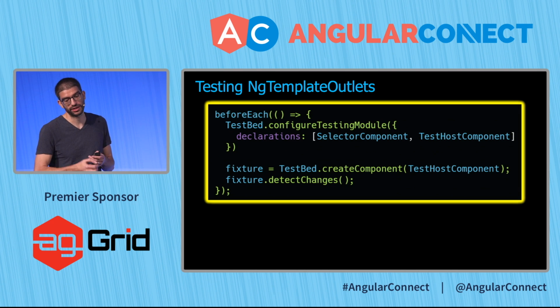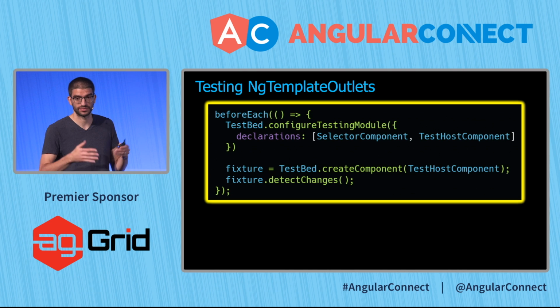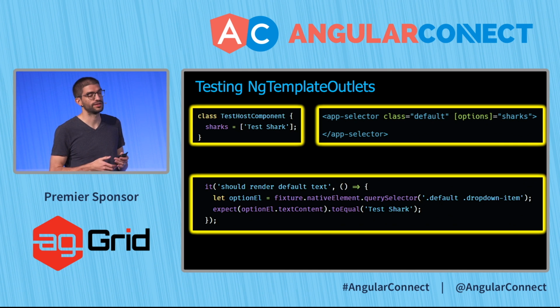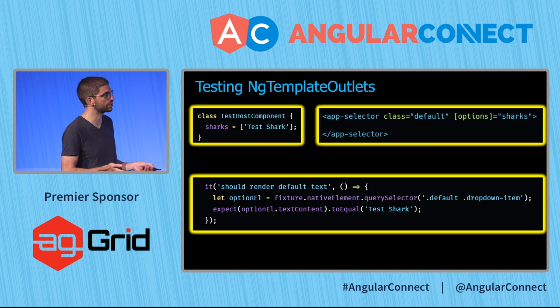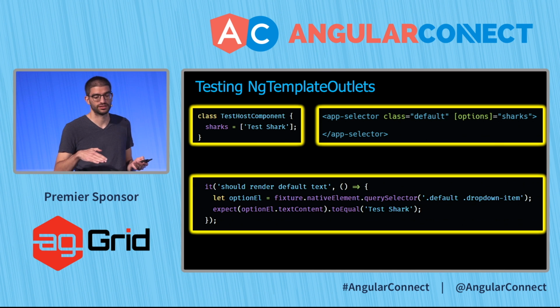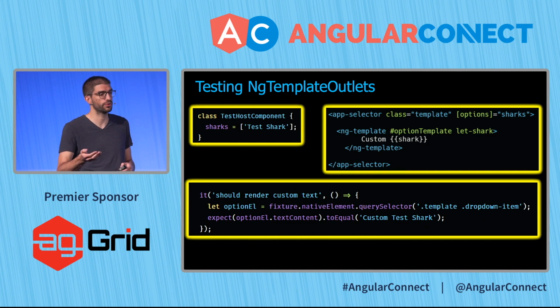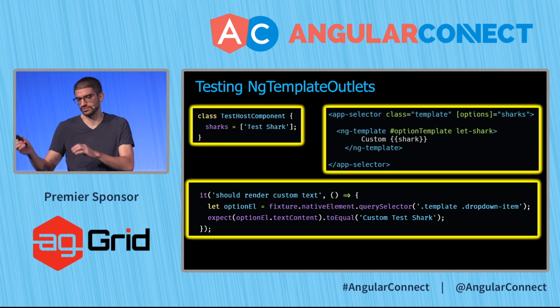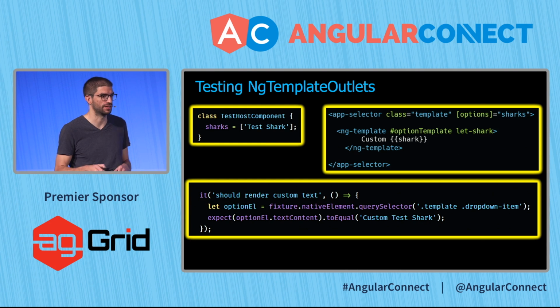So we will create our select component and our test host, set that up, and then we'll pass in this list of sharks. So here we're saying test shark, and notice we haven't provided a custom template, and then we're checking for that string test shark. So we can be confident in this case that the default template has been used. And then for the custom case, we can pass in our option template with our custom double bracket shark, and then test for the string custom test shark. And so we've tested that our template has been picked up, and it's using that to render the output.